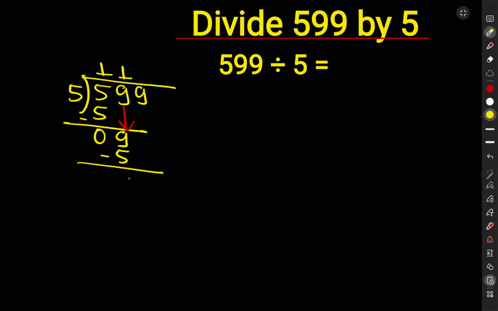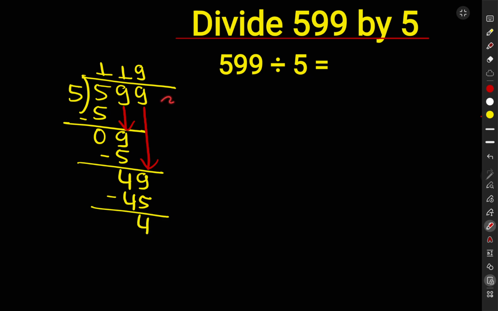On subtracting we get 4. So again we put down this 9 and it is 49. 5 times 9 is 45. On subtracting we get 4.